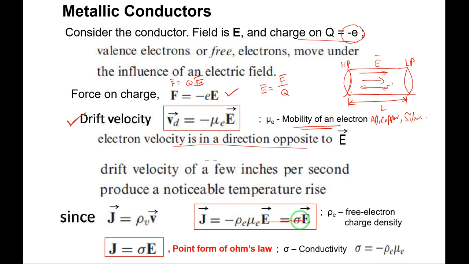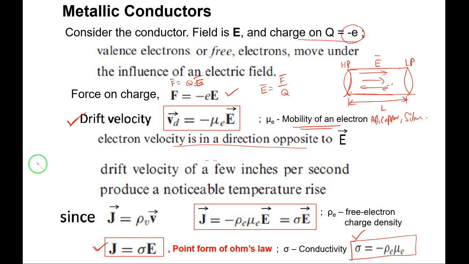Sigma, what is this sigma? It is the conductivity of the material, the conductivity of the conductor. And sigma is equal to minus the free electron charge density rho e into mu e. So this is the conductivity of the material or conductor, right? So J equal to sigma E. This equation we call the point form of Ohm's law.